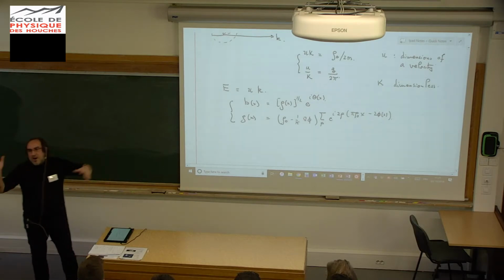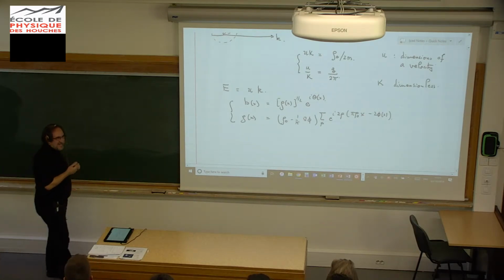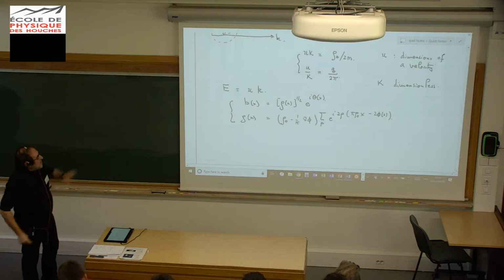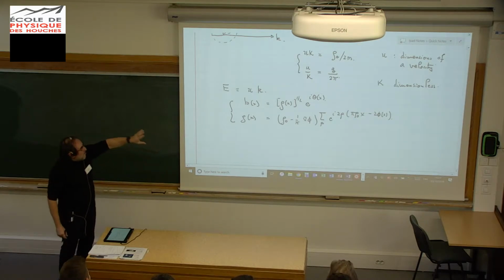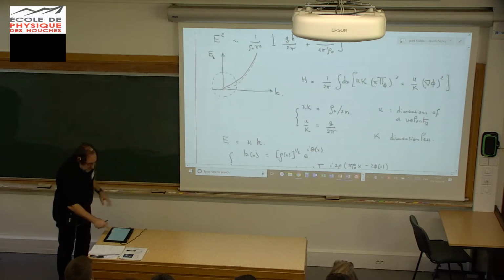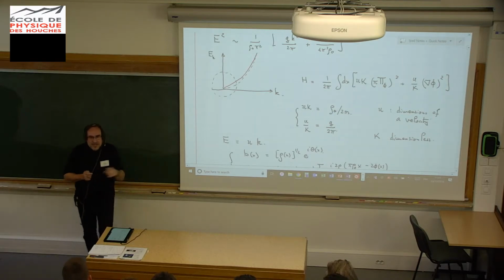And of course, there are h bars floating everywhere. So at the end, this is correct in dimension. That's why I go back to this simplified form, because there I'm sure of all the dimensions and all the things. There was another question.